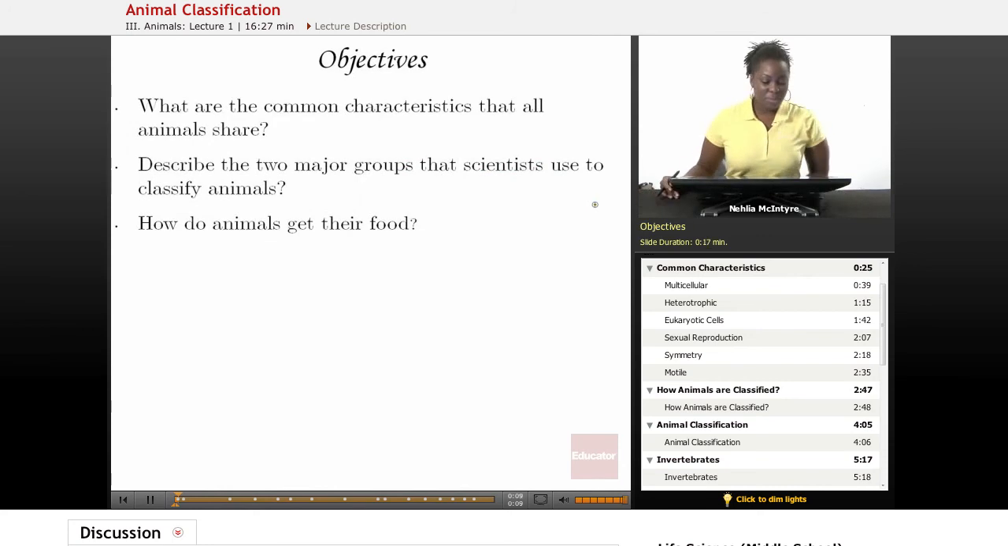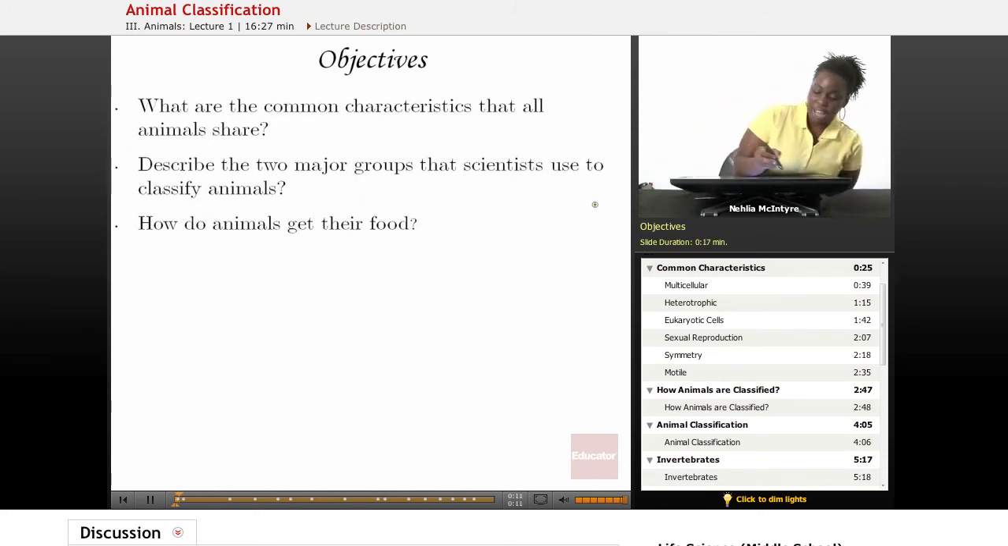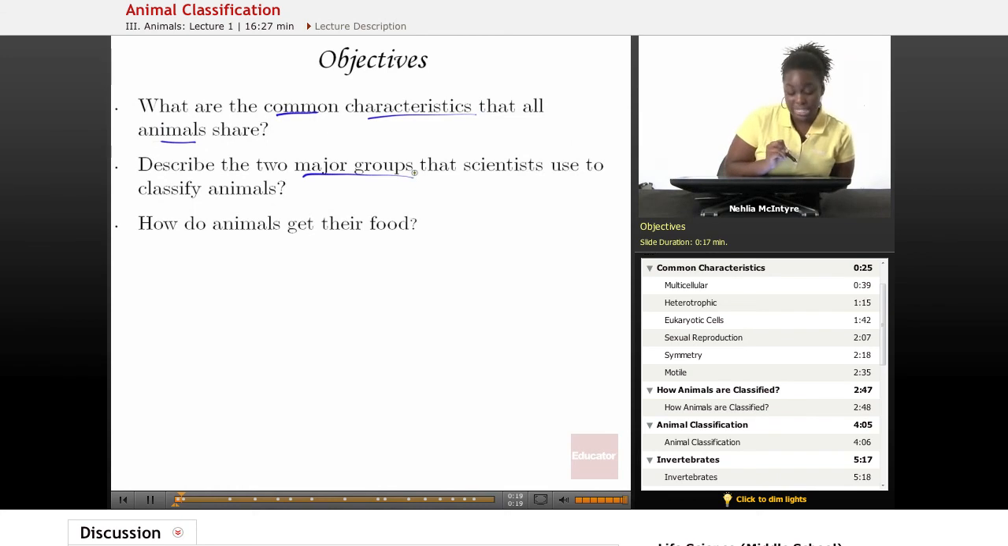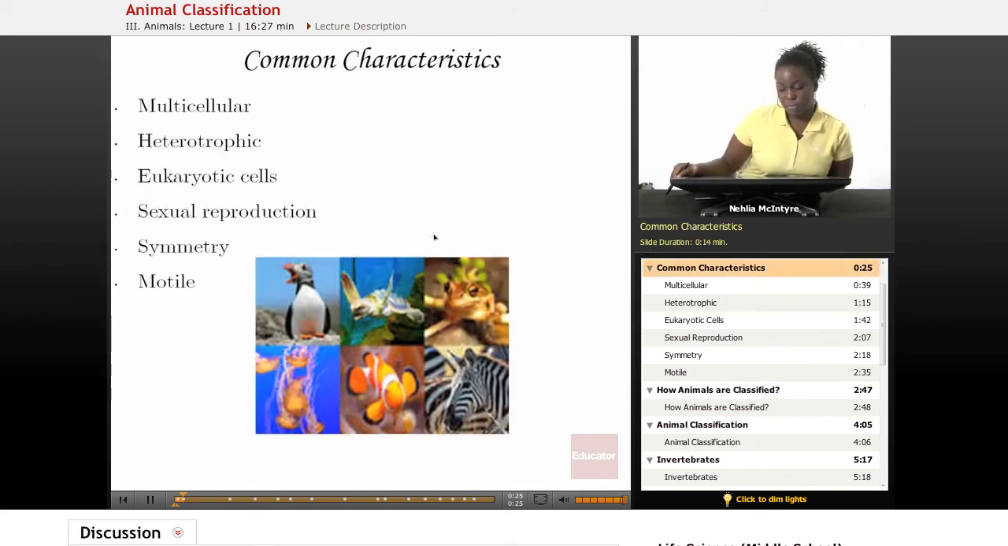Today's objectives will be, number one, what are the common characteristics that all animals share? Number two, describe the two major groups that scientists use to classify animals. And then number three, how do animals get their food? Let's start with common characteristics that all animals share.